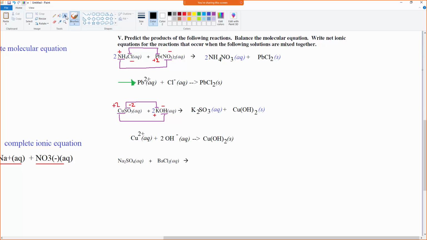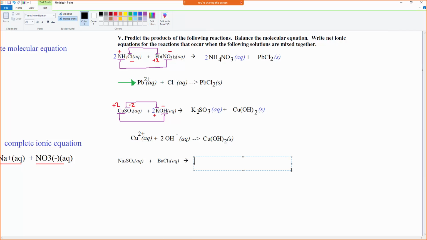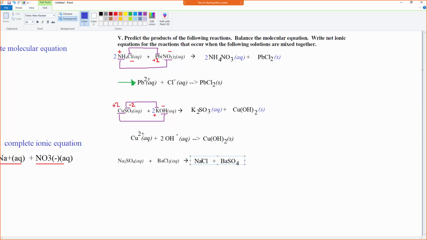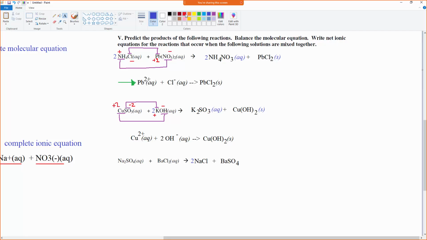So first things first, we're going to predict the products. What do we see? All right, Sarah says we've got NaCl. And what other product here? BaSO4. Okay. And Sarah noted already that we're going to need 2 NaCl's to balance that.